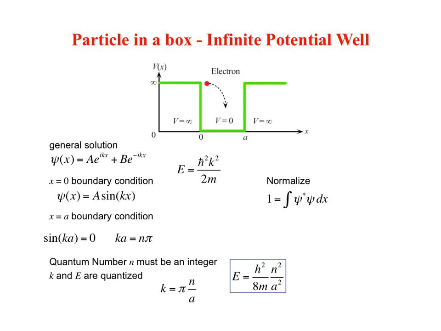Now, because our wave function psi is non-zero only within the box, we can easily normalize it to find the prefactor a. To do this, we use the condition that the probability of finding the particle anywhere in the box should be 1, or that the integral of psi star psi should equal 1 when I integrate the wave function between 0 and a. To do this, I will need to know the integral of sine squared kx. Then, using the formula for sine squared kx, one can solve for the prefactor a in terms of the length of the box.